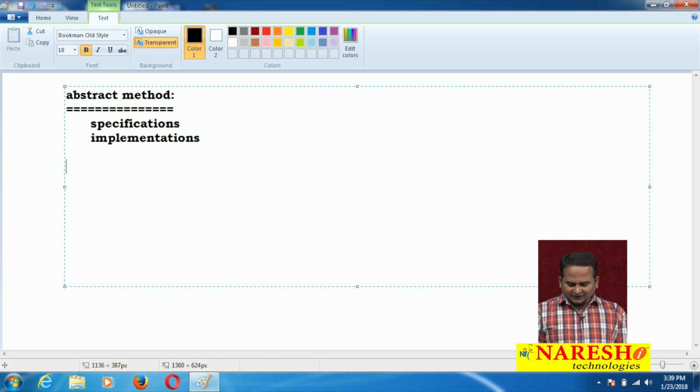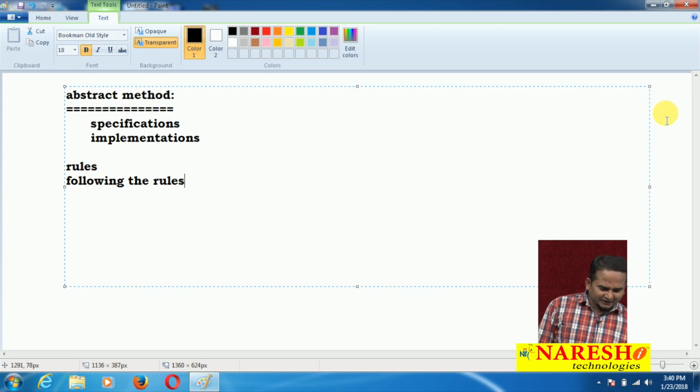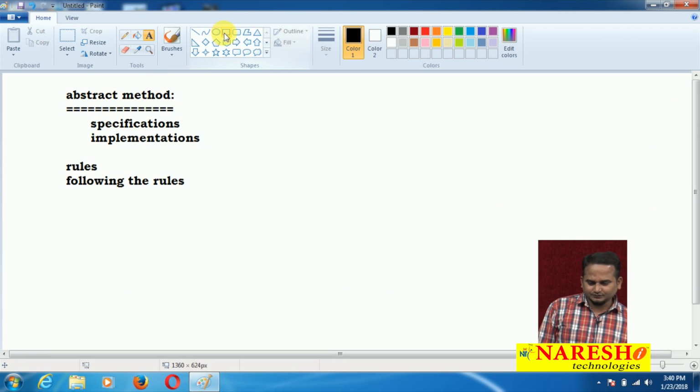Now, the general terminologies are rules and following those rules. What are rules? What is the meaning of following the rules? So, here let me take some general examples.